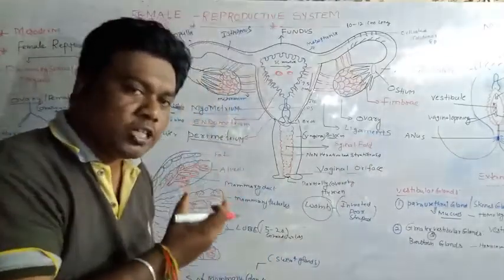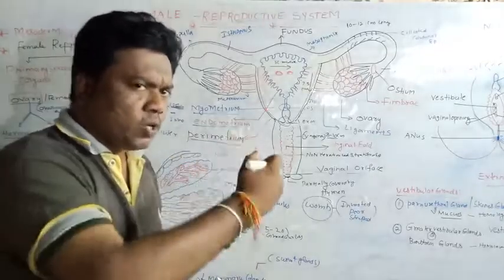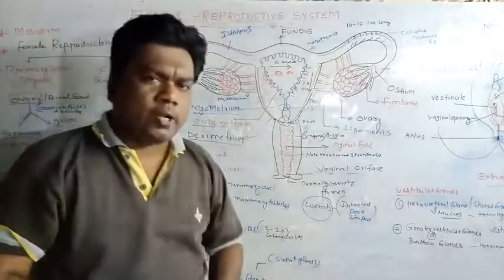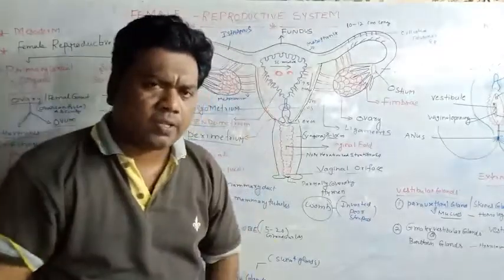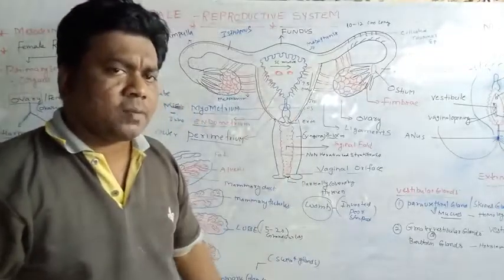So this is the uterus. The uterus has three layers. The outermost layer is called the perimetrium, the middle is called the myometrium, and the innermost is called the endometrium. It is highly vascularized. What is the meaning of highly vascularized? It contains blood vessels or blood capillaries.